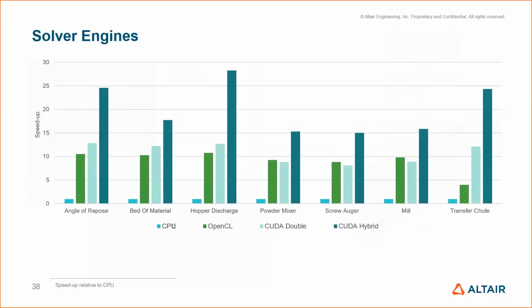CPU is always double precision, and the CUDA solver could be a mix between double and single precision, which is a hybrid, or it could be a single precision solver. You can see the hybrid is faster than the double.